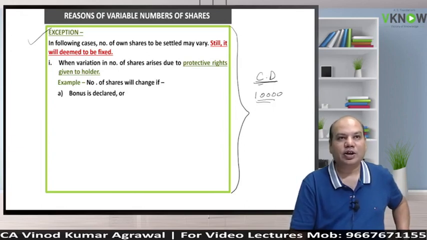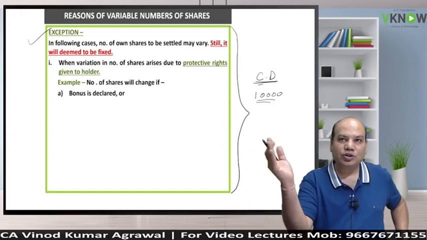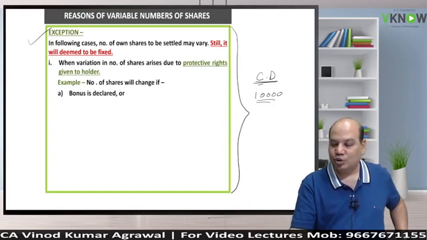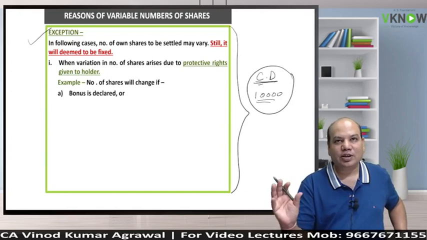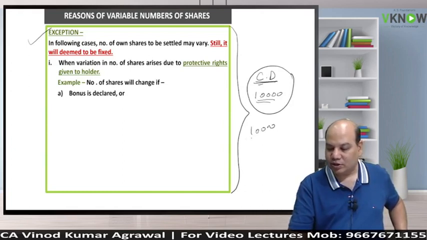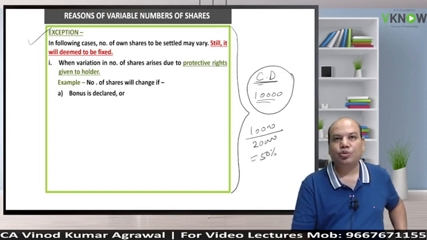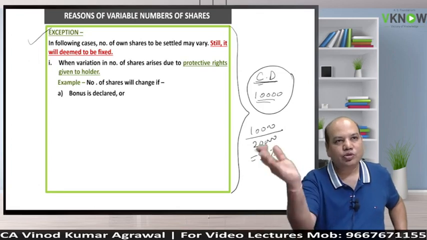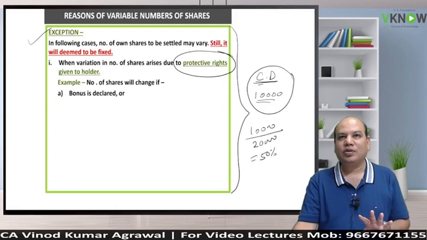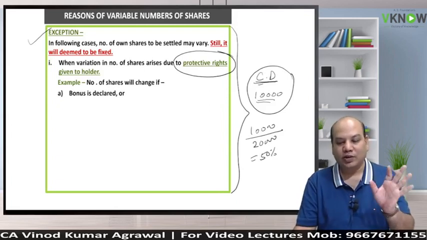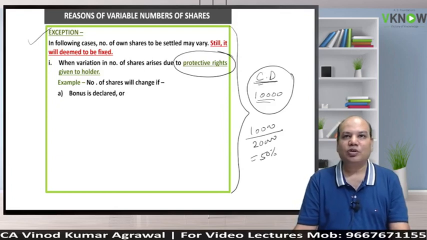But before it got converted, you have issued bonus shares to your other shareholders. Don't you think this fellow will also ask for bonus shares? Because he had an assumption that I will get 10,000 shares, so my stake in the company will be 10,000 divided by 20,000. I'll become a 50% owner. But before you could issue shares to him, you have issued bonus shares to other shareholders. So he is going to object. It is called protective right. If the number of shares can vary due to a protective right given to the holder, it is not treated as variable.